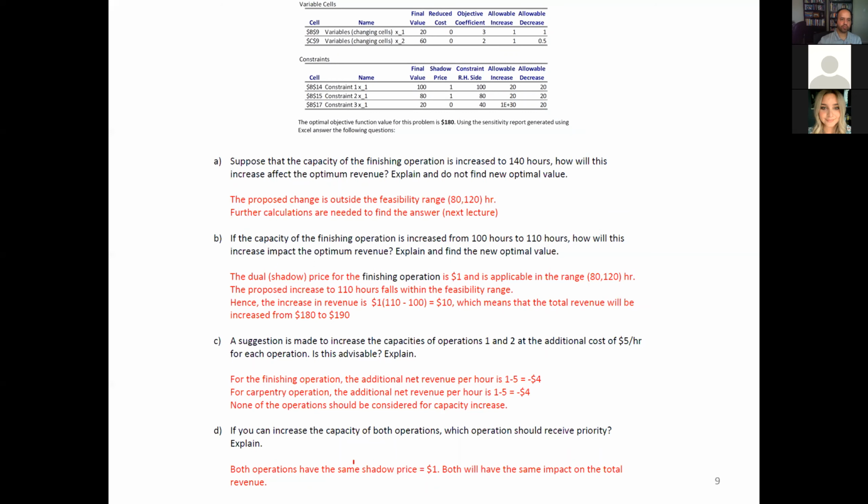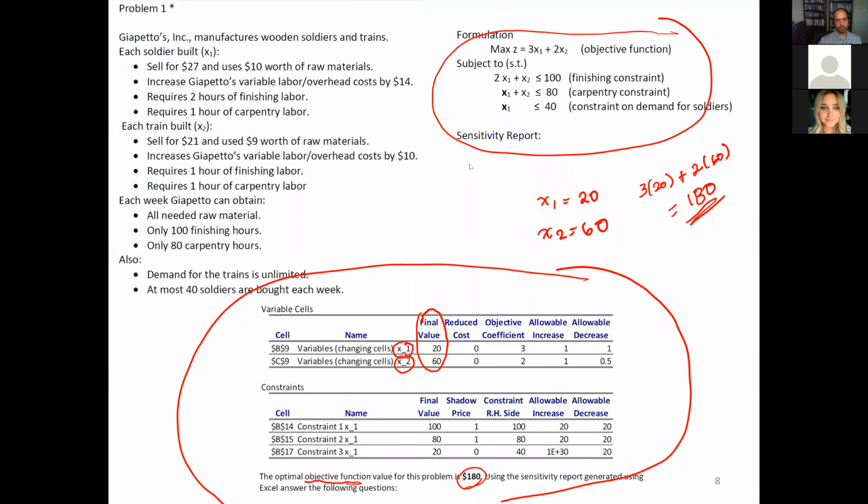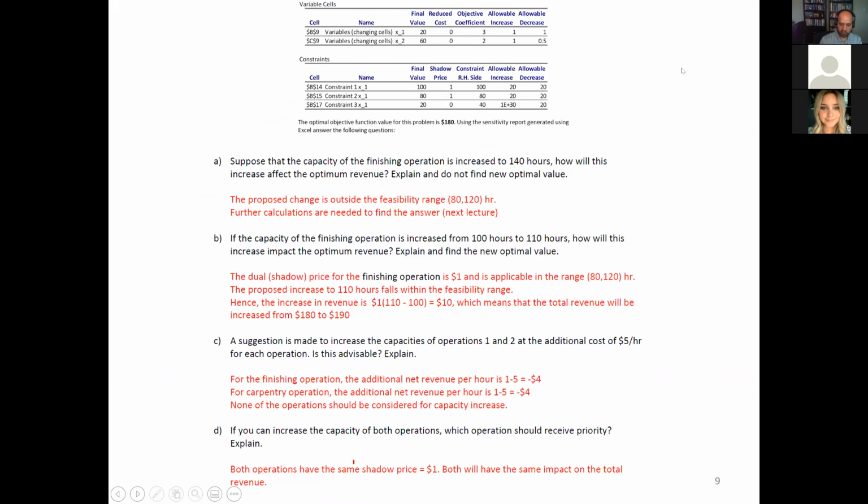Okay, so what I want you to do first is to check whether or not that increase is allowed by the feasibility range. So if we go back here, we are talking about the finishing constraint, right? So that will be the first constraint. This is the finishing constraint. So for constraint 1, this is the information that we have. We have the final value, the shadow price, the right-hand side, and the allowable increase and the allowable decrease.